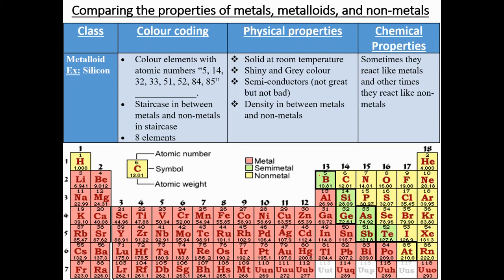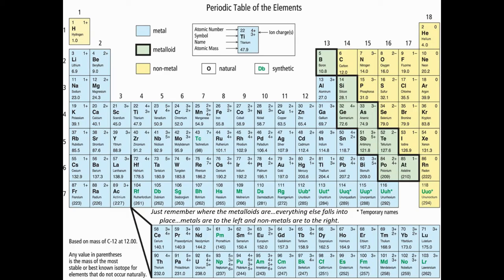Metalloids. Metalloids are sort of in the middle, in between the metals and the non-metals. And these are the ones you would be color coding. The metalloids can actually be remembered by a staircase. So there's a staircase that you can use to remember the metalloids. And I'm going to show you that over here on this periodic table. So here's our bolded staircase.